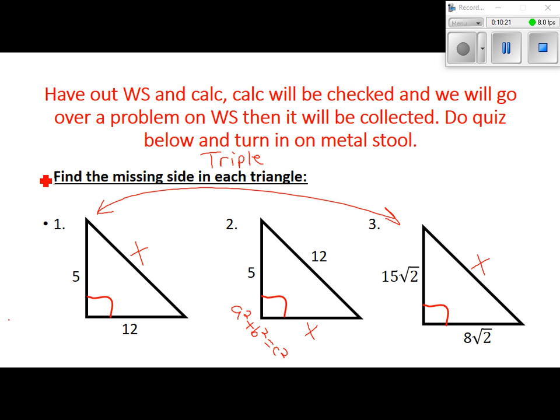Quiz, just keep out the worksheet, we'll do a couple more problems off of it. Just try to refresh your memory before we go on to the next thing.